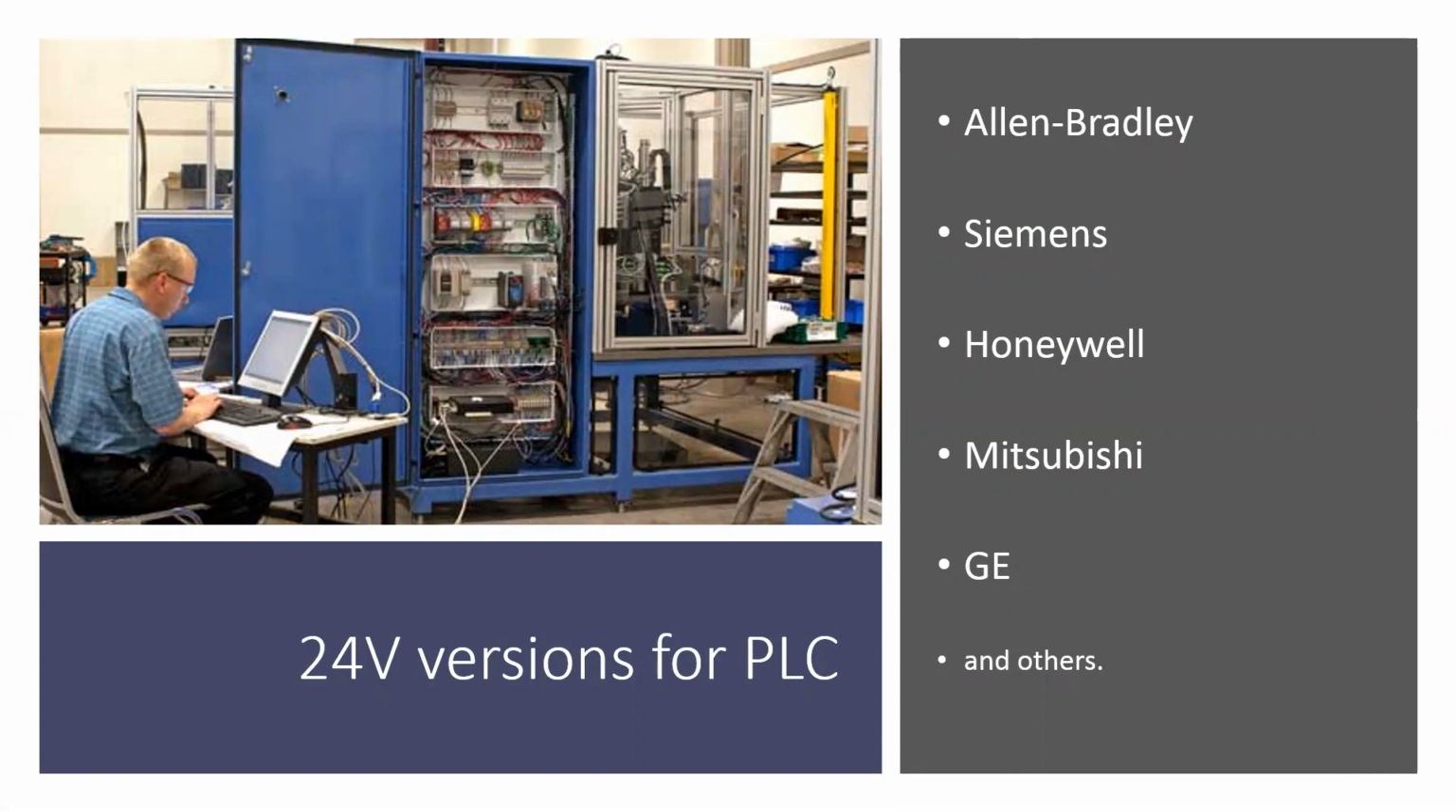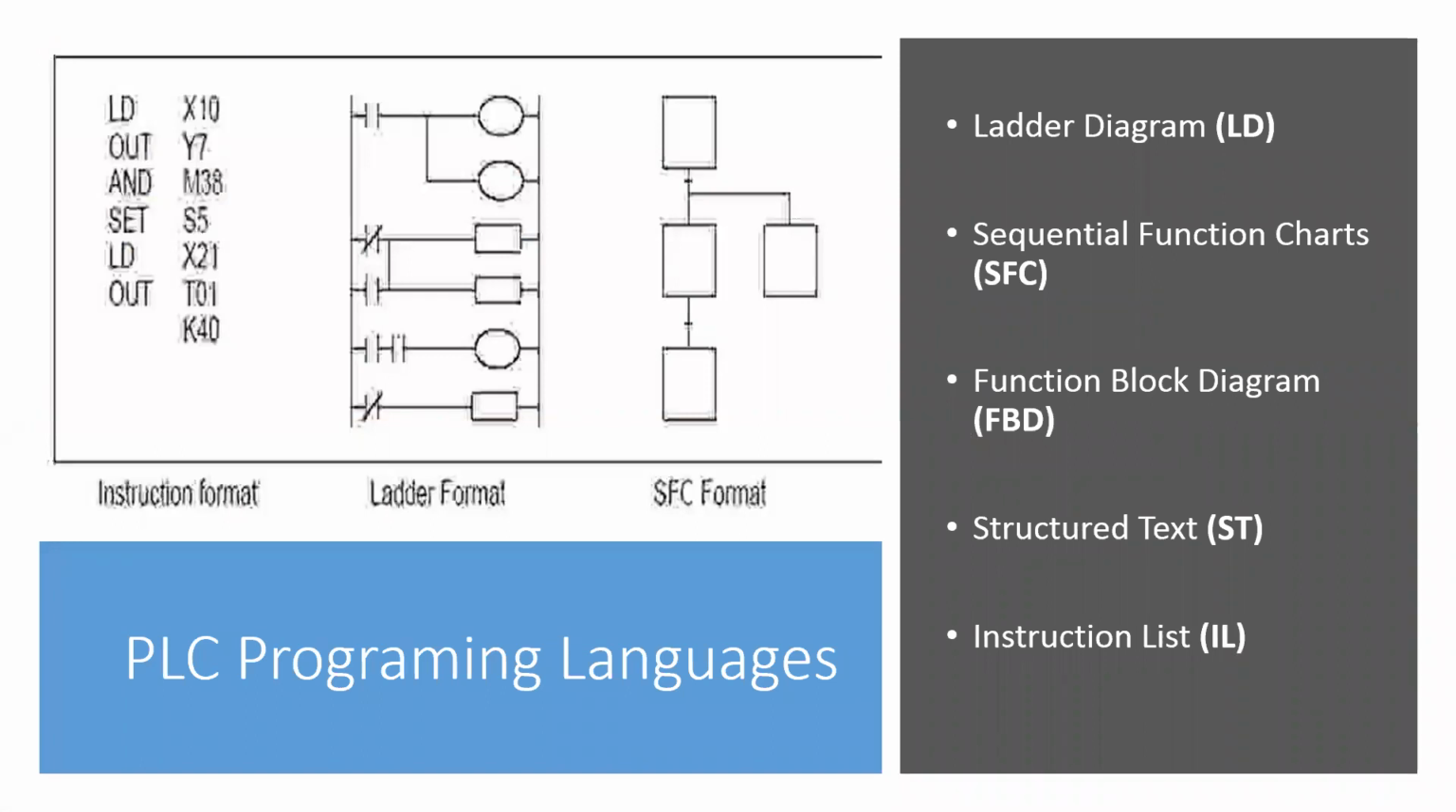The first version is a 24-volt version, which is designed for use with industry-standard PLCs. Now, whether you use Allen Bradley controllers, Siemens controllers, or controllers from manufacturers such as Honeywell, Mitsubishi, General Electric, or others, you can control these 24-volt versions with the PLC you prefer. Likewise, just as you can use your choice of controller, you can also use your preferred programming language, such as the ones you see listed on the screen now.